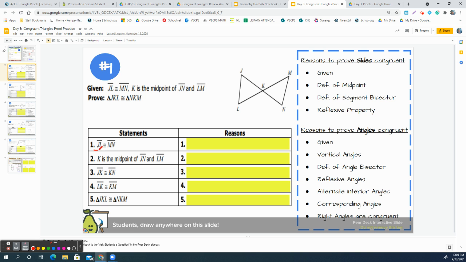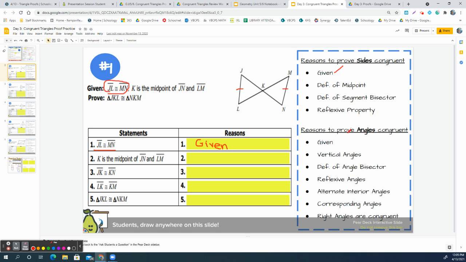So if we've got this, JL goes with MN. You want to mark those two sides. That's in the given information up here. So over here, for this reason, you can write given.